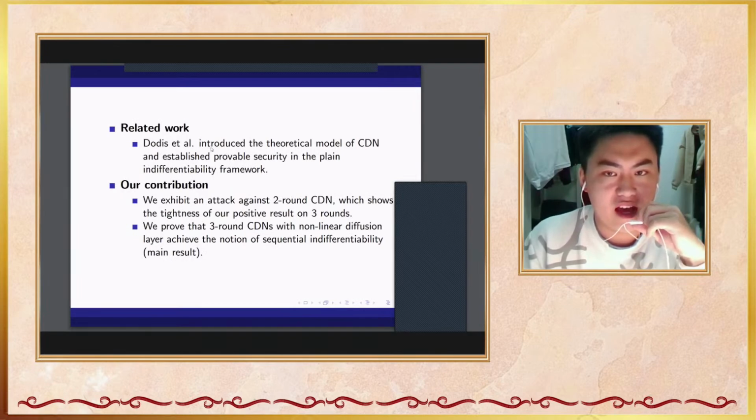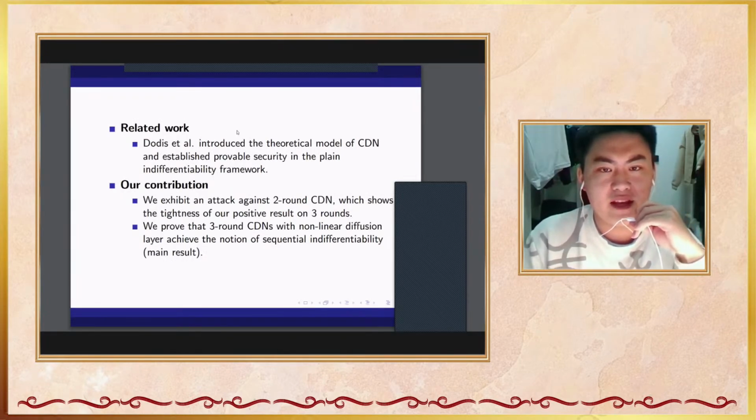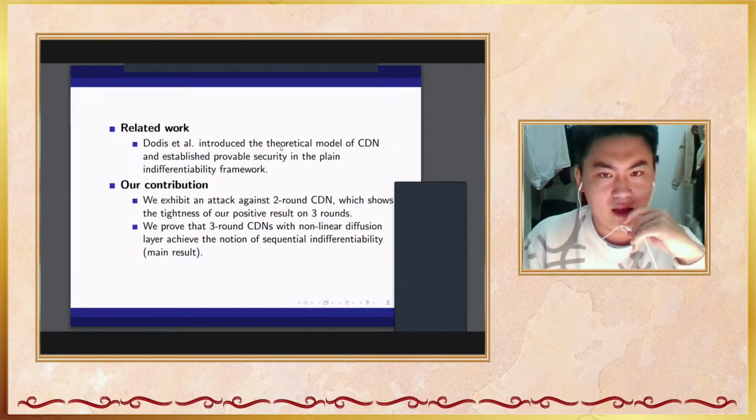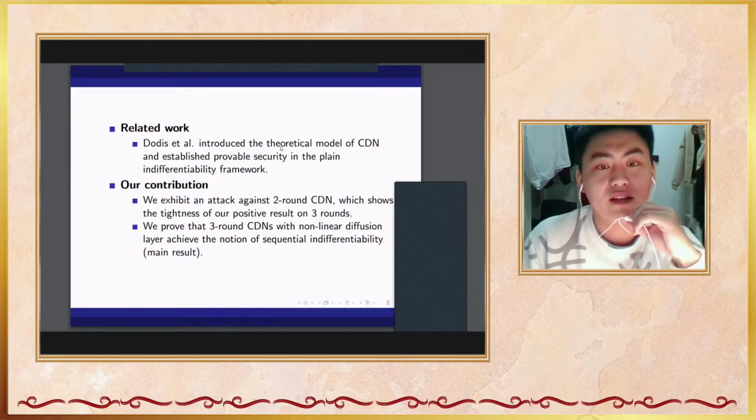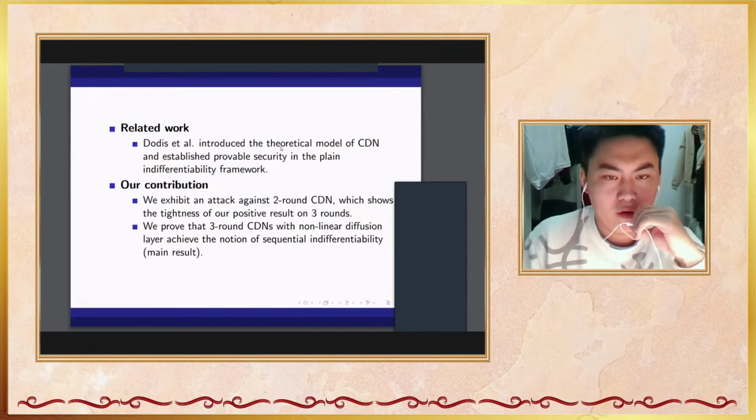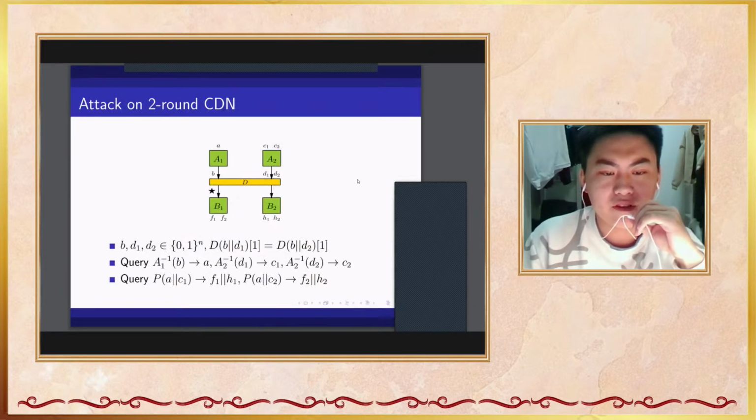Though this introduces the model of CDN and establishes the probe security in the plain indifferentiability framework using the nonlinear debox, 5 rounds are proved indifferentiable. In our work, we first exhibit an attack against the 2-round CDN, which shows the tightness of our positive result on 3 rounds. We prove that the 3-round CDN with nonlinear diffusion layer achieves the notion of sequential indifferentiability, which is our main result. First, our 2-round CDN construction is shown in the figure.